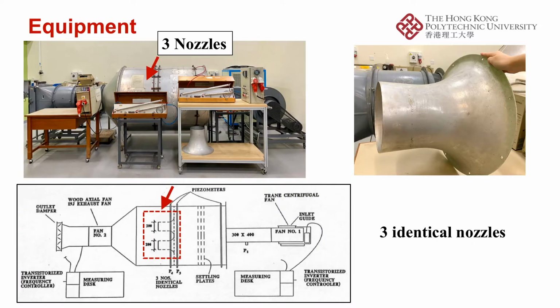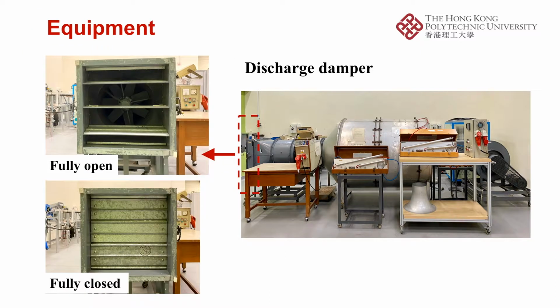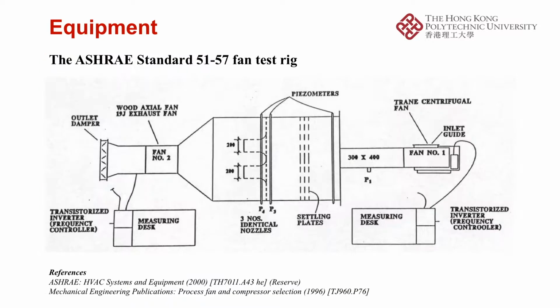There are 3 identical nozzles at this position in the duct. To the left is the axial fan and its frequency controller. The leftmost part of the test unit is a discharge damper. We can also manually adjust its opening position. These are pictures of its fully open and fully closed status. These are all the experimental equipment and instruments.